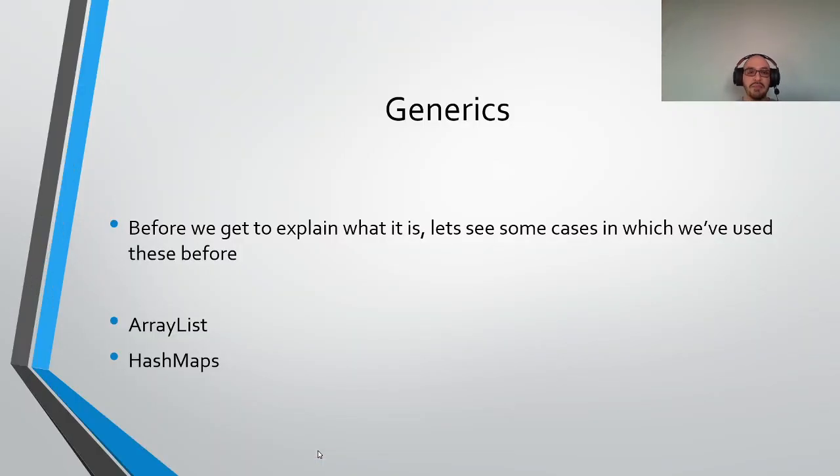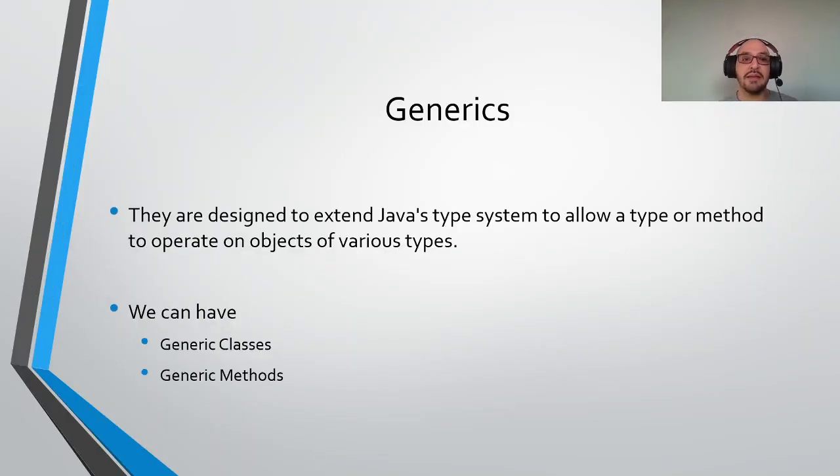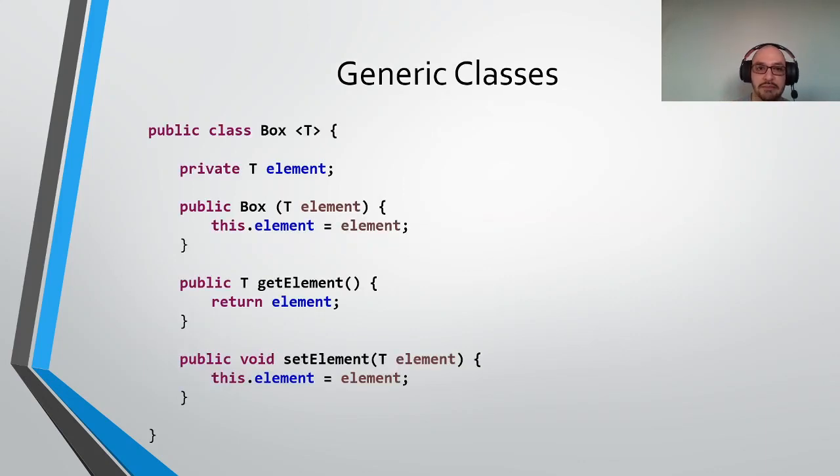How can I write a class that can work for any type of objects without having to declare one of them in particular? Now, I can have two things. I can have generic classes and generic methods, but I'm going to focus on generic classes. Inside the generic classes, we're going to define some generic methods as well, but all in all, the focus is going to be on generic classes.